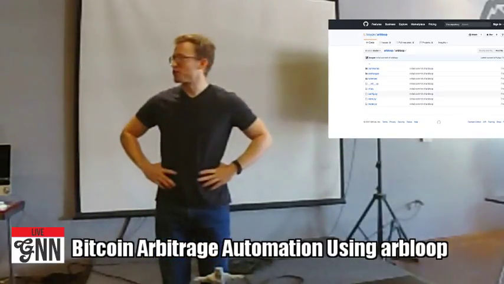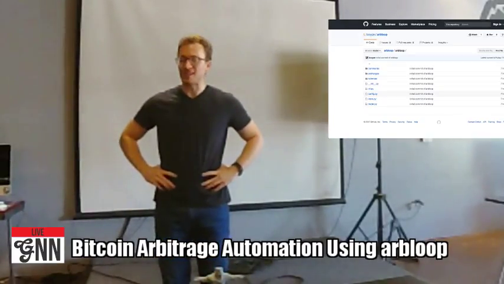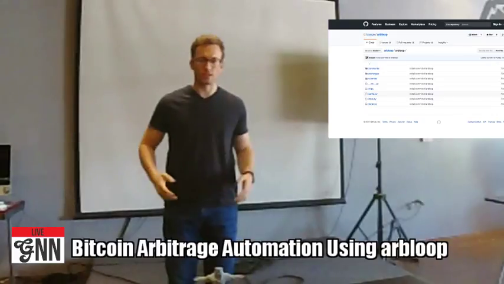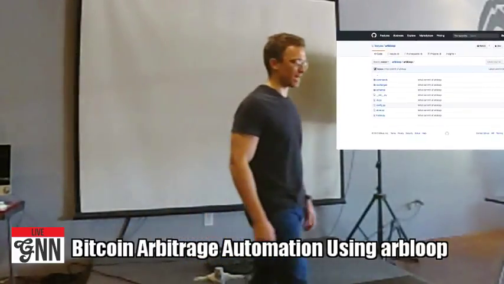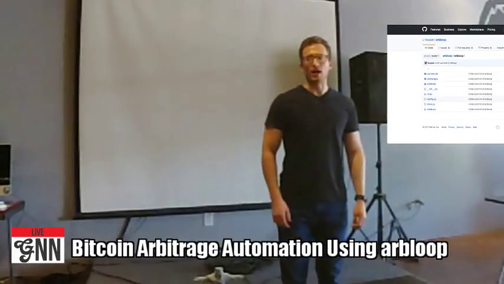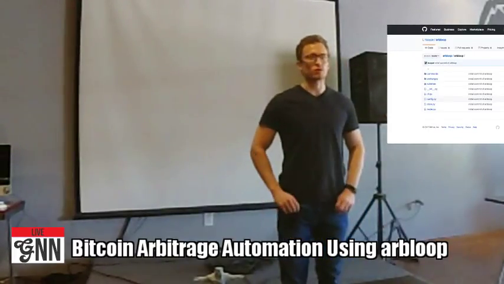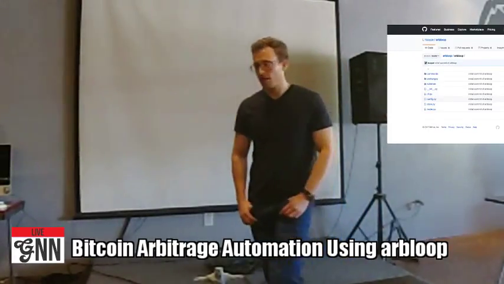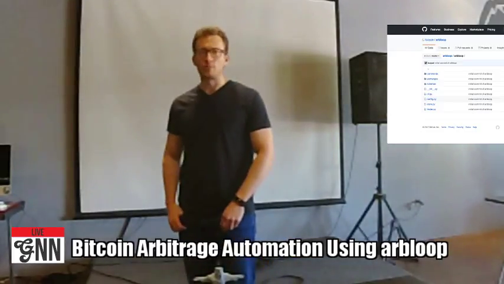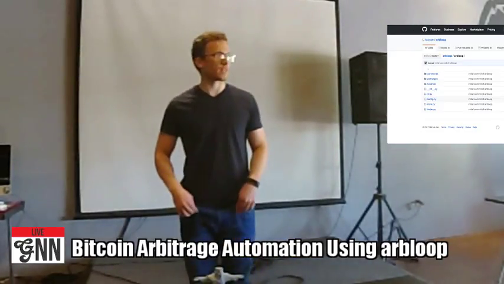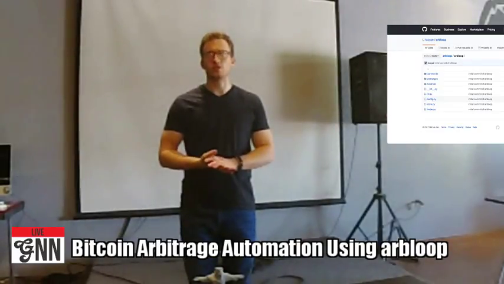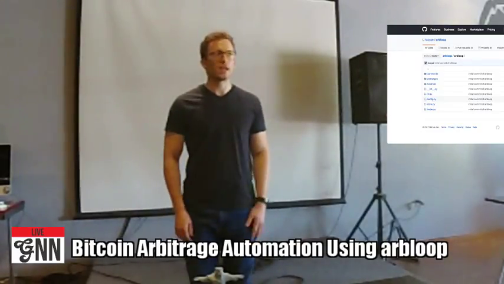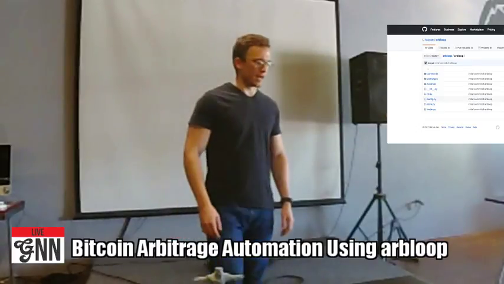Hello, my fellow humans. A few months ago, a project hit Hacker News by this guy named Butor. He built a Bitcoin arbitrage bot in C++. So I thought it'd be interesting to implement it in Python just to get a better understanding of the cryptocurrency exchanges and how arbitrage works.